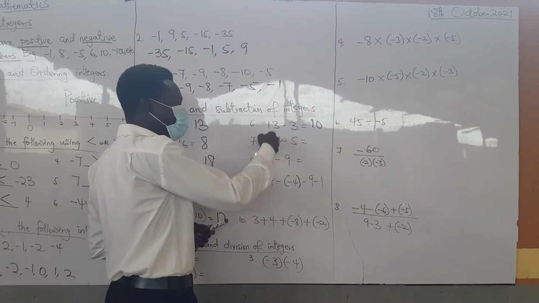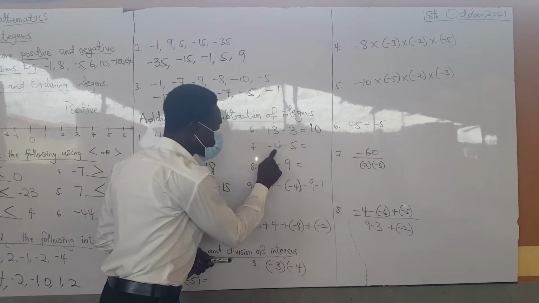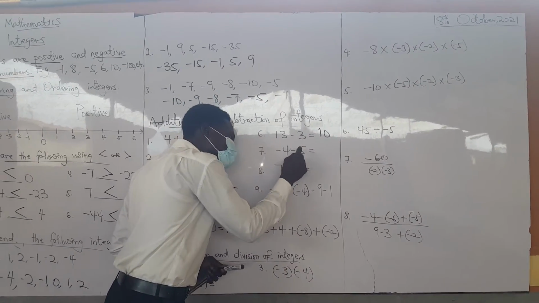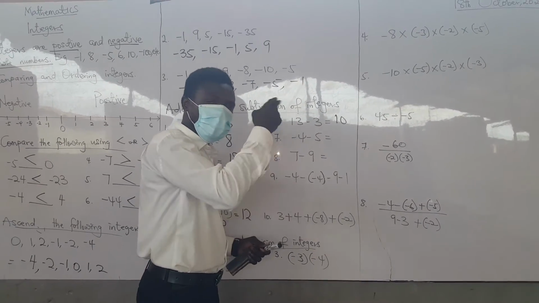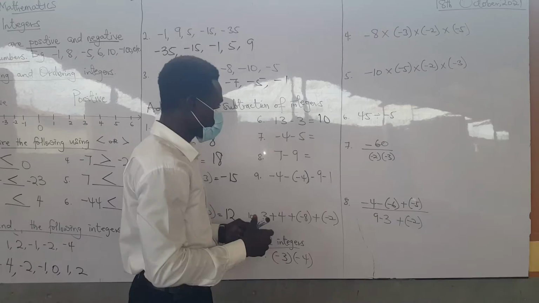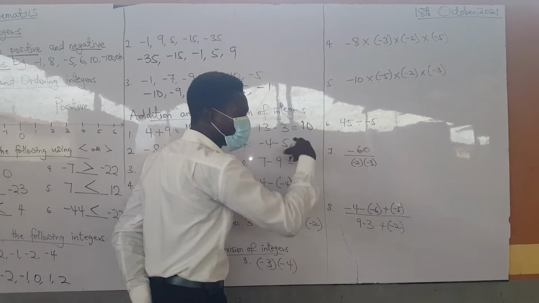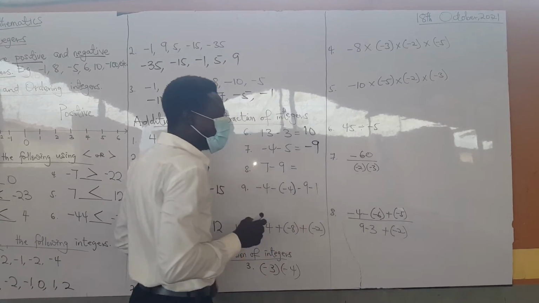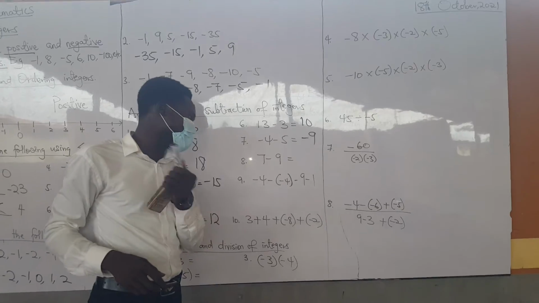Then negative 4, negative 5. You owe 4. You owe another 5. Put these two together. Negative 4, negative 5. Since I am owing, what am I going to do? I'm going to put them together, and this is going to give me negative 9. In all, you are owing negative 9.